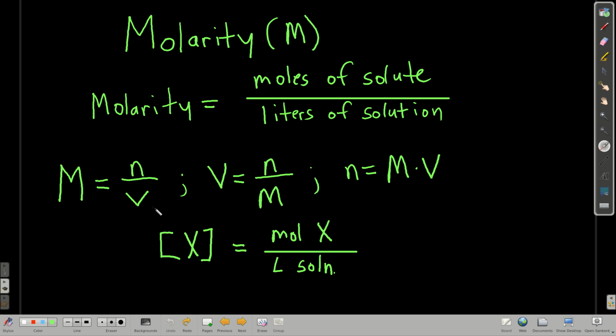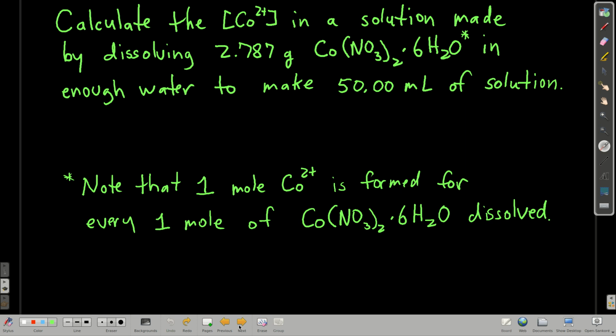Some notation here: when you see a formula for a chemical in square brackets like this, it's shorthand for the molarity of that stuff. So something in brackets means the moles of that divided by the liters of solution. So now that we know the definition, we can use it.